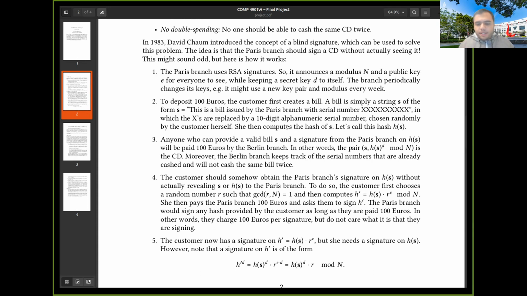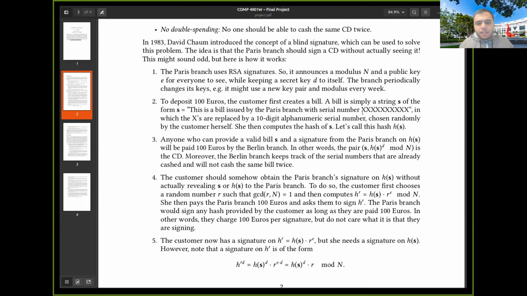And now here's the thing. The way this whole system works is that you create a bill. So a bill or a banknote in our case is just a simple string. It's a string that says this is a bill issued by blah, blah, and the serial number is something. So each bill or each banknote has a serial number.